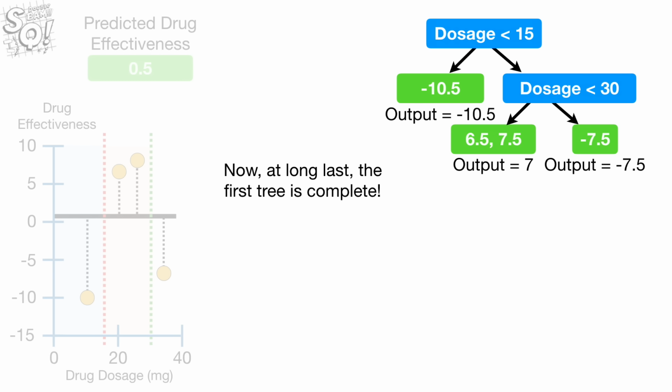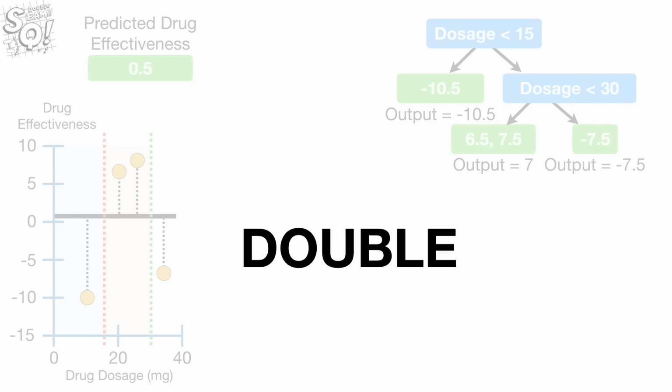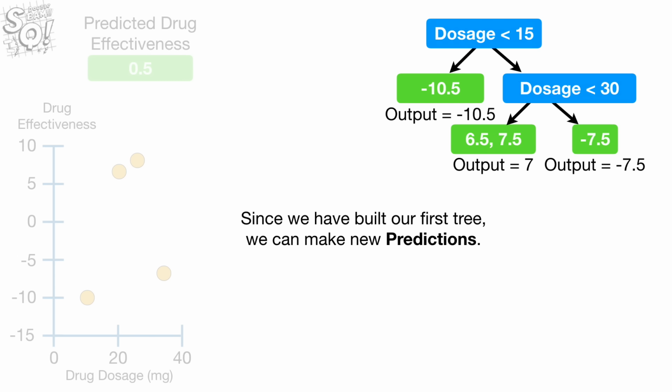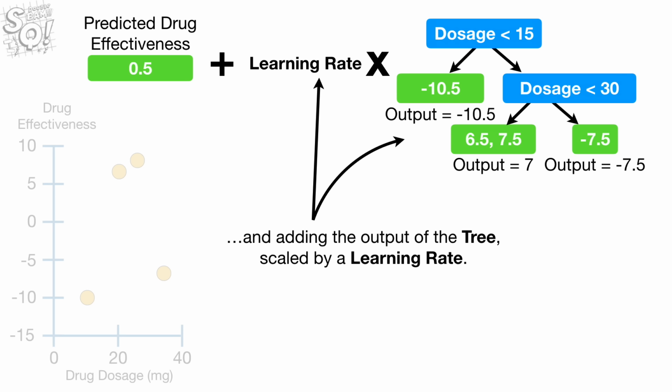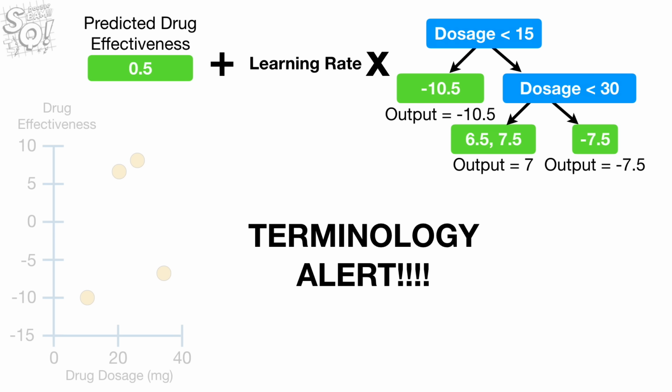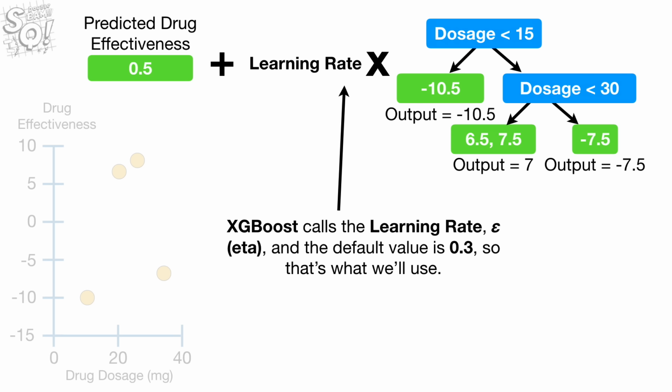Now, at long last, the first tree is complete. Double bam! Since we have built our first tree, we can make new predictions. And just like Unextreme Gradient Boost, XGBoost makes new predictions by starting with the initial prediction and adding the output of the tree scaled by a learning rate. Oh no, it's another dreaded terminology alert. XGBoost calls the learning rate eta, and the default value is 0.3, so that's what we'll use.